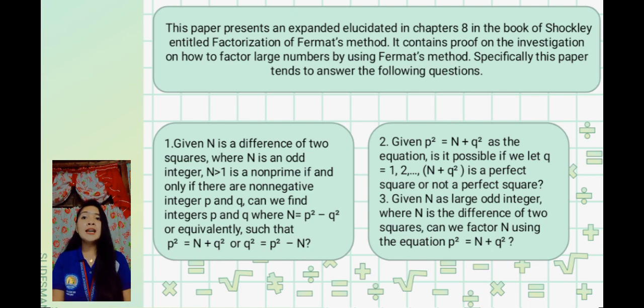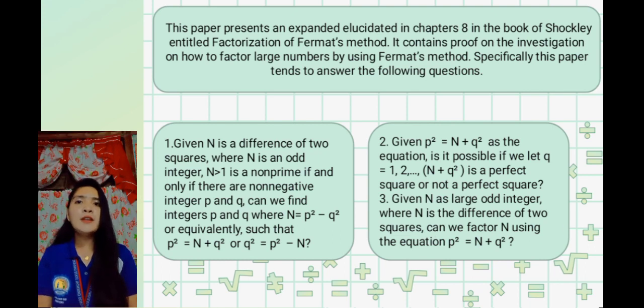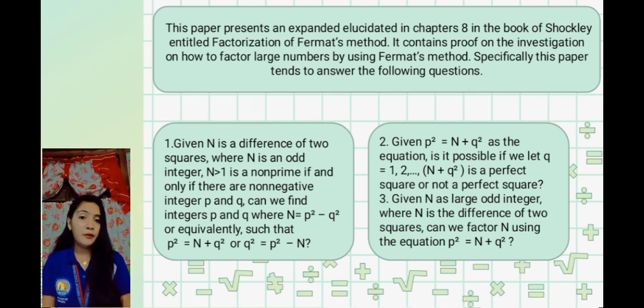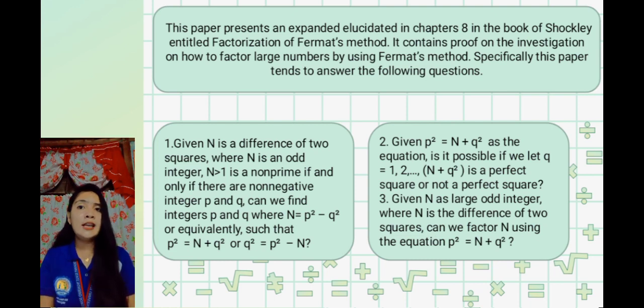Secondly, given p squared is equal to n plus q squared as the equation, is it possible if we let q be equal to 1, 2, 3, and so on until n plus q squared is a perfect square or not a perfect square? Third, given n as a large odd integer, where n is the difference of two squares, can we factor n using the equation p squared is equal to n plus q squared?